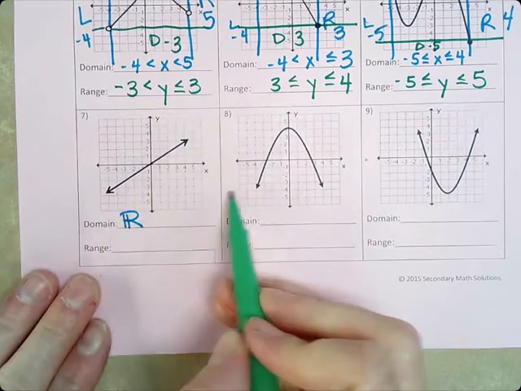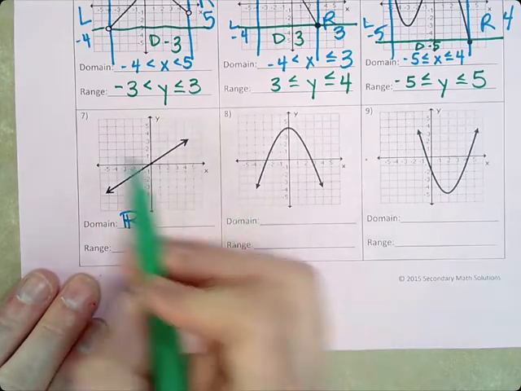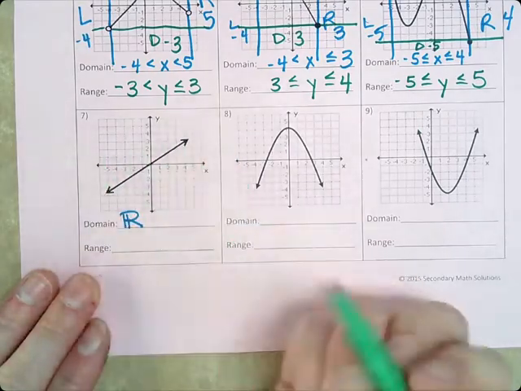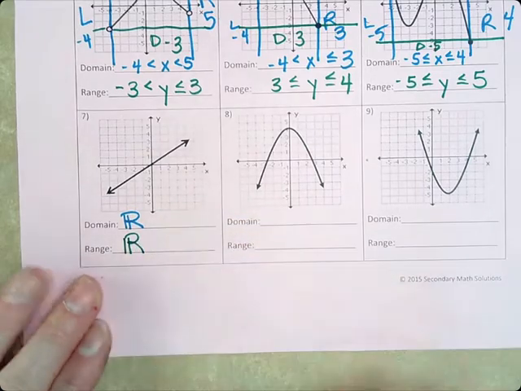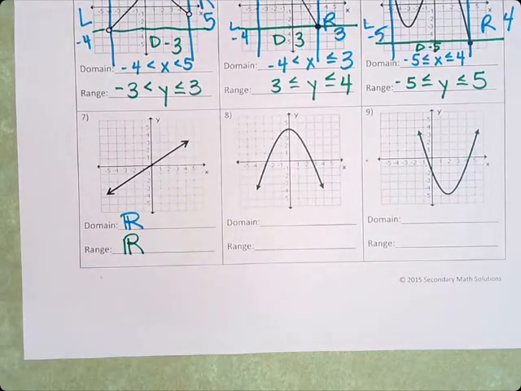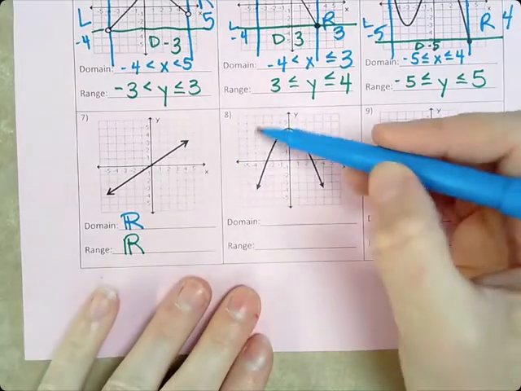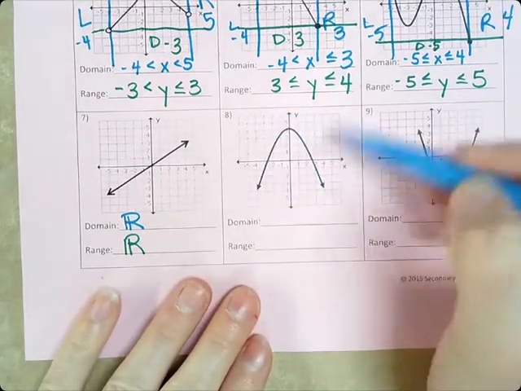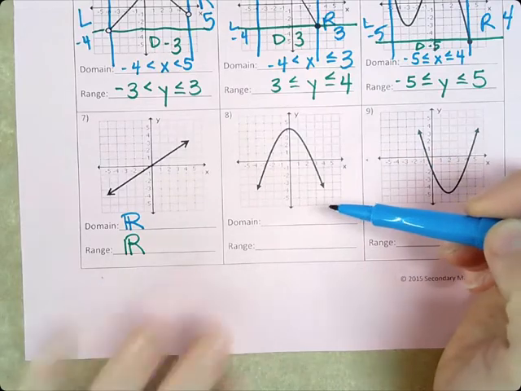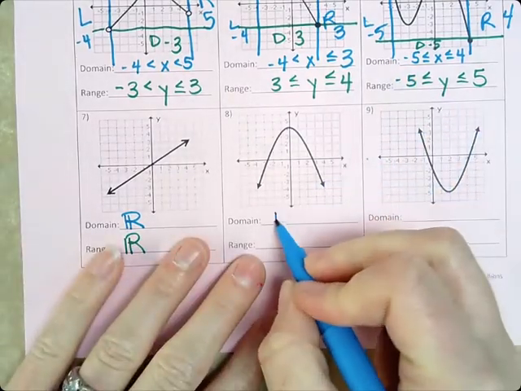Can I do a fence on the bottom or a fence on the top? So it's all real numbers. Could you work it out if you wanted to? Like put the negative infinity, positive infinity? Yes, you can. Okay, number 8. We cannot put a left side or a right side fence because it goes on and on. So it's all real numbers.